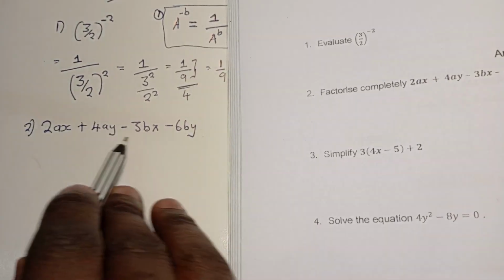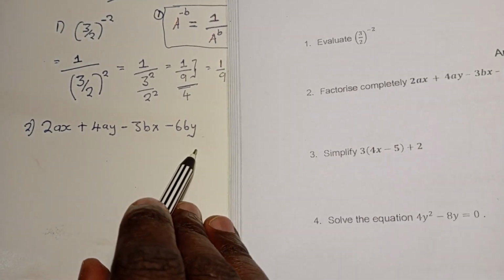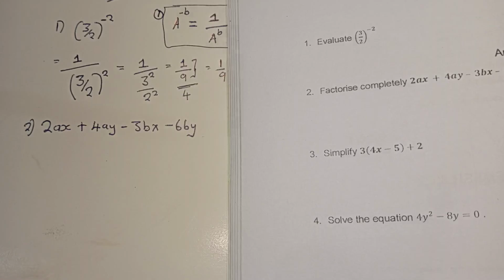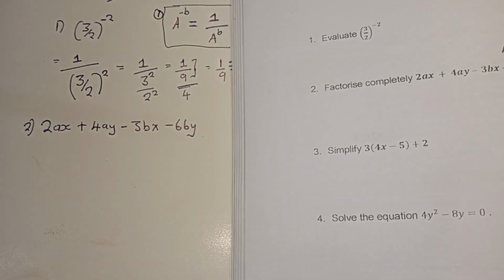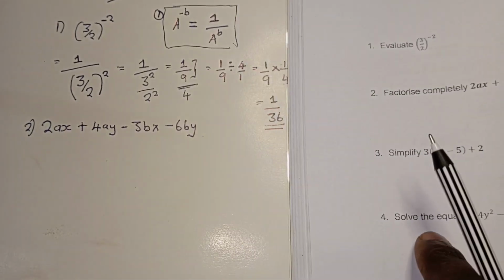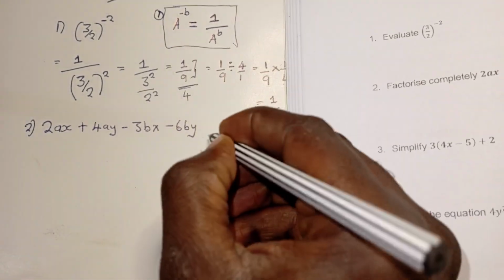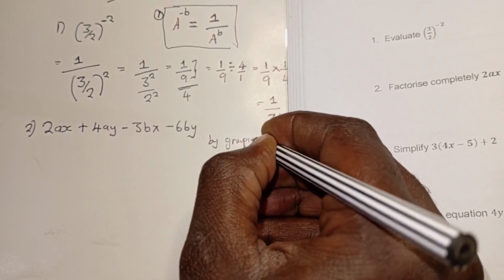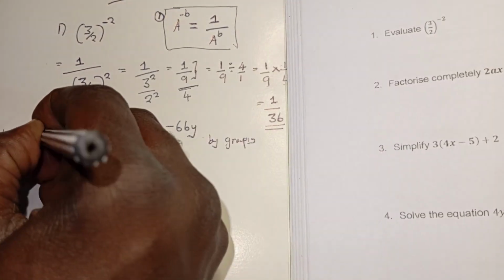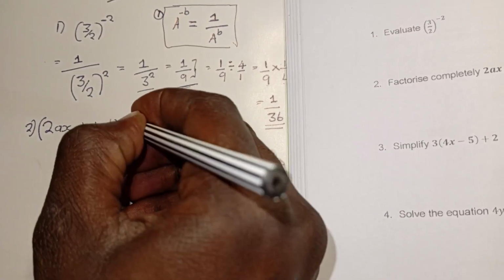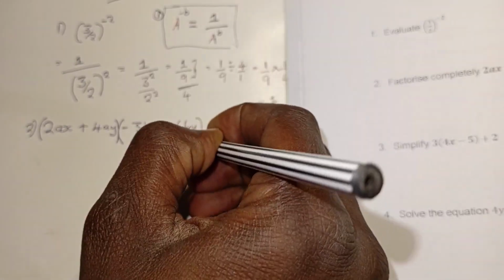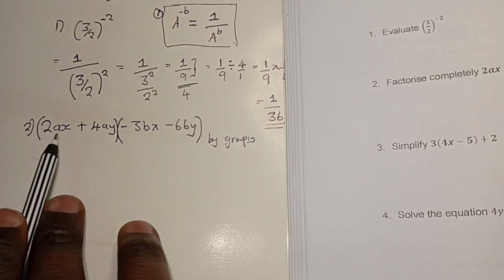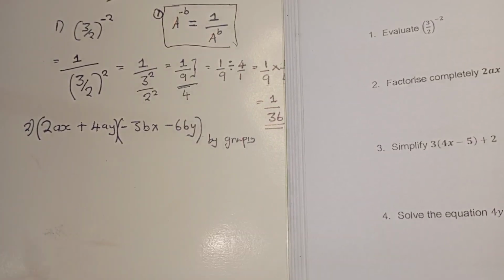When you're factorizing this type of expression, we say we factorize by grouping. We're going to group this first part and this other part, so we factorize them separately, this one alone and this one alone.